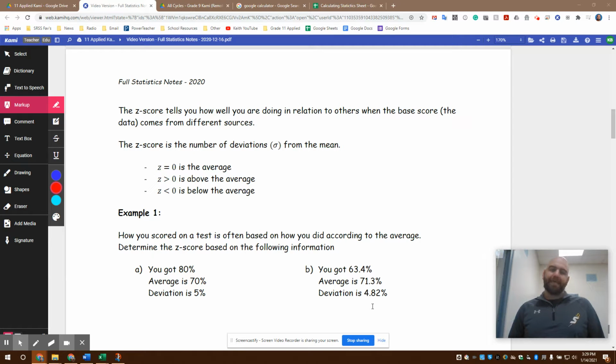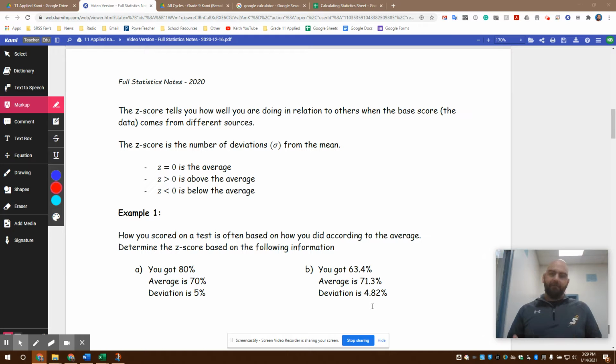So when taking a look at Z-scores, we're trying to get a representation of where we fit according to normal or to the average. Are we above average or are we below average? And the Z-score tells you how well you're doing in relation to others when the base score or the data comes from different sources. So this goes back to our example in the previous one where we talked about how well is that 70% grade.